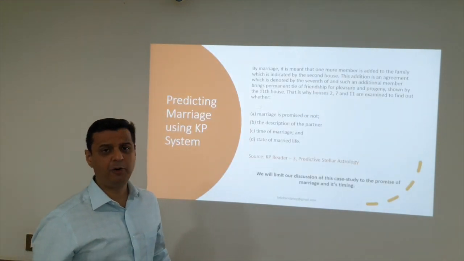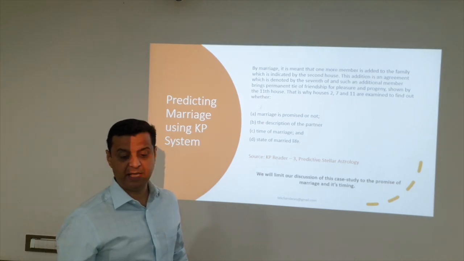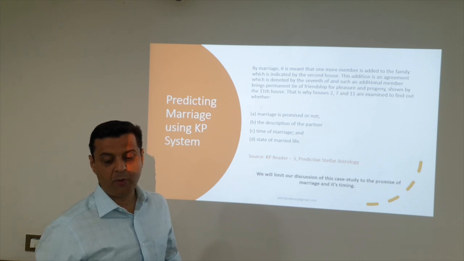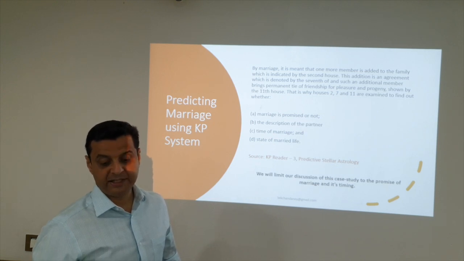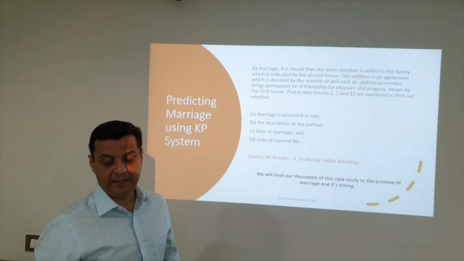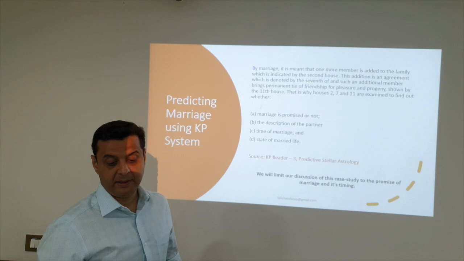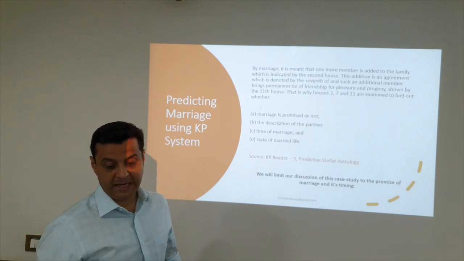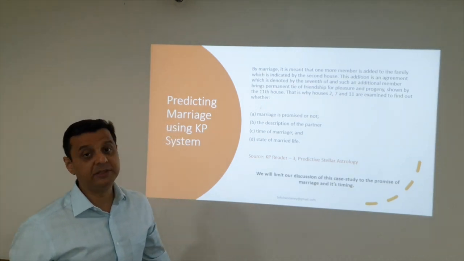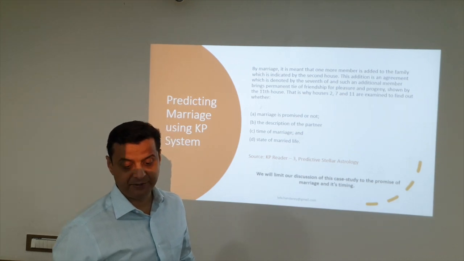Let's understand how we go about predicting the marriage using the KP system. So what do we actually mean by marriage? By marriage, it is meant that one or more members are added to the family, which is indicated by the second house in astrology. This addition is an agreement which is denoted by the seventh house, and such an additional member brings permanent tie of friendship, of pleasure and progeny, shown by the 11th house. This is why houses 2, 7 and 11 are to be considered while making prediction of marriage in KP astrology.